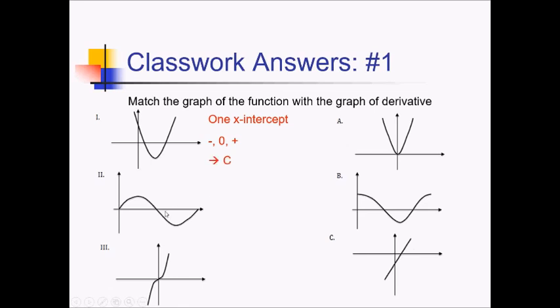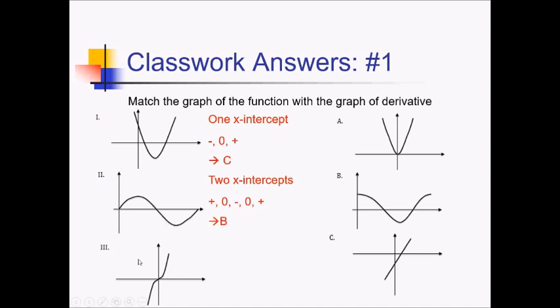Now for this next one, we have two smooth turnarounds. So that's going to be two x-intercepts in the derivative. So right away, that's probably going to be choice B. But just to look at the increasing versus decreasing, we're going up, then down, then up again. So it goes positive, 0, negative, 0, positive. And that's exactly the pattern we see here in choice B. So let's pick that one for option 2.